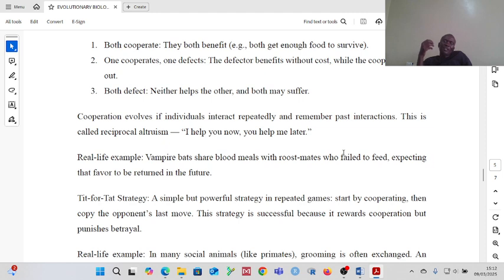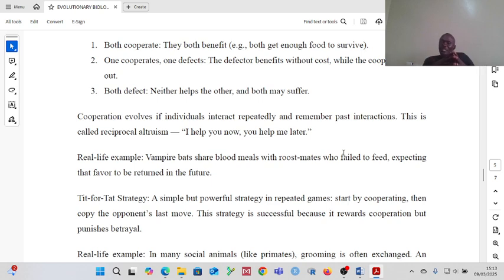So the real life example in this case, you have the vampire bats, which will be sharing meals with the other mates who failed to feed, expecting the favor to be returned in the future. So the bats that have gone out there to find blood meals, they'll come and share with the other bats that they are sharing the roost with. So they are sharing the blood meal today with them, hoping that even if I don't get tomorrow, they will also return the favor to me.